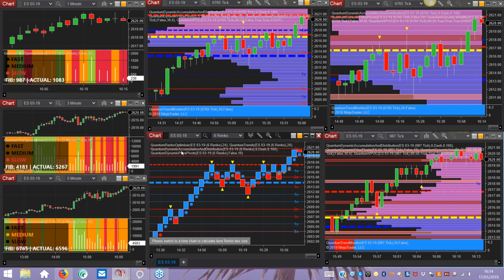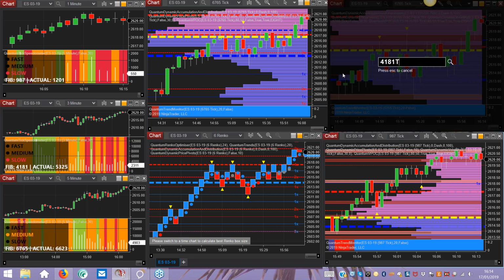For me, the market's not moving fast enough right now. And the activity is just flip-flopping around all over the place. We've gone down to 987 now on the tick, which is very, very low for the ES on that sort of time frame. The others are holding. This has dropped down to 4181 now. I'll just change that over.